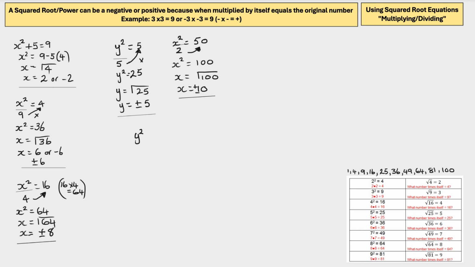y squared all over 4 equals 9. That was 36, the square root of 36. We've done it before, it's a 6. So it could be plus or minus 6. The only difference is I wrote it differently. Whereas that was 9 underneath and a 4, this is a 4 underneath and a 9. It makes no difference, it's still a multiplication.